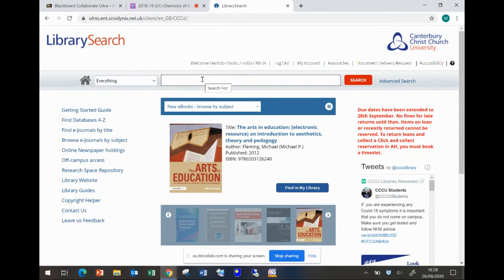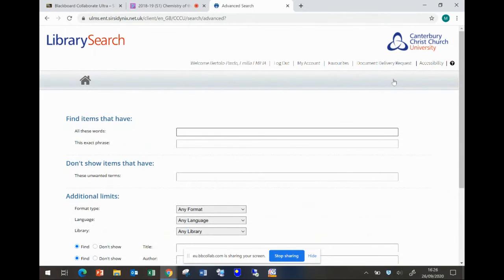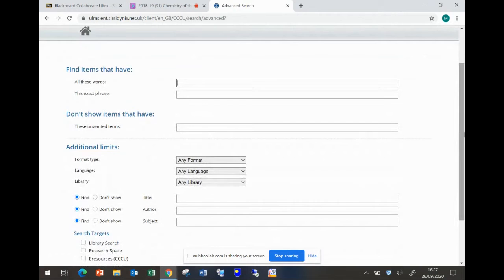When you enter library search, this is what you see: the simple search. However, I always ignore that. I find this is too broad, and I go to advanced search. Here I've got several things I can choose to perform my search. So I'm going to start with some general terms.